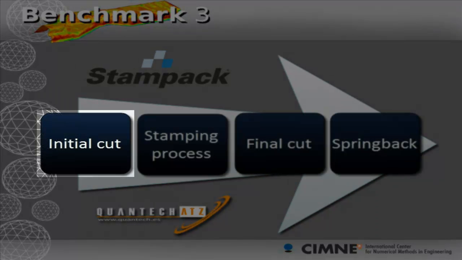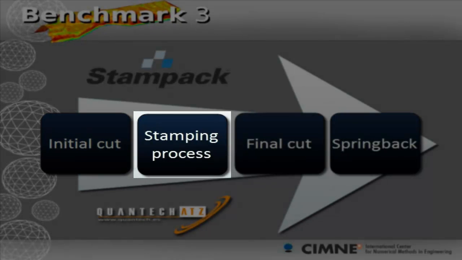At first, the initial cut, in which the initial contour of the sheet gets defined. This contour is defined by 8 points, whose positions will be controlled with 8 optimization variables. Second, the stamping process. The punch travels and deforms the sheet against the die, while the blank holder applies the holding force, whose value and temporal distribution will be controlled with 5 optimization variables.